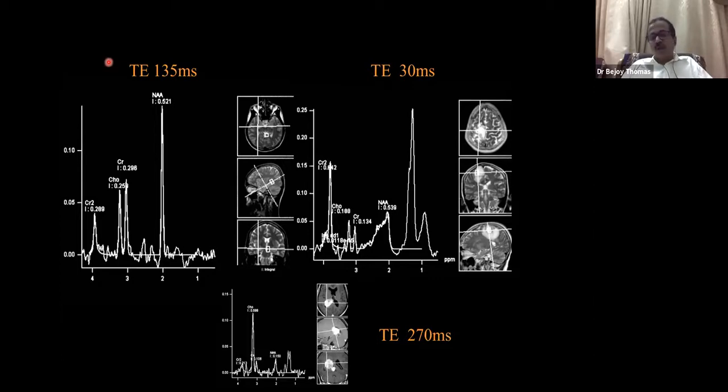If you want to quantitate lactate, you need a 144 millisecond spectrum. The difference between 135 and 144 is only for research purposes. So whatever your machine is optimized for as the intermediate TE, that has to be used. Just because the published literature says 144, you need not change that in your scanners.